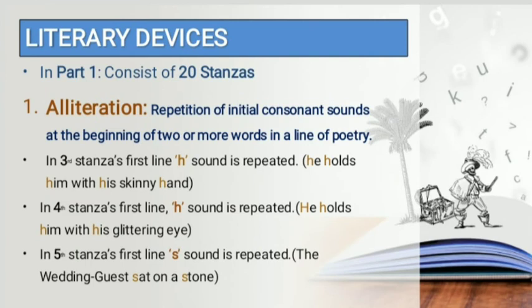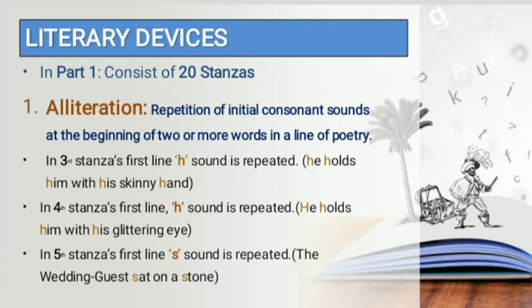The first literary device in the first part of this poem is alliteration. What is alliteration? Repetition of the initial consonant sound at the beginning of two or more words in a line of poetry. That's called alliteration. Use of alliteration in this poem.